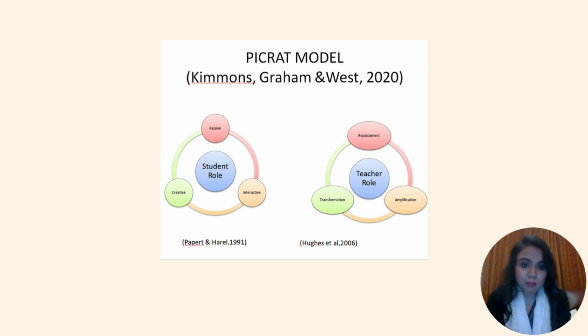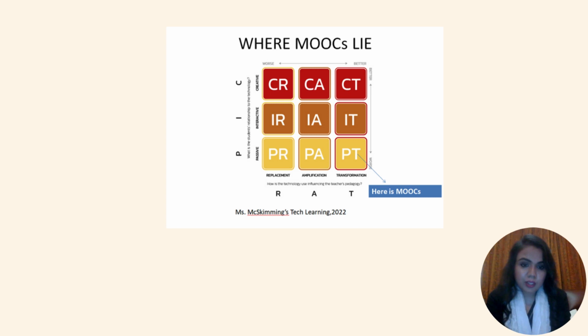In that case, Coursera lies in the PT section of the cells in the matrix that explains the combinations. It lies in the passive learning style of the student, followed by transformative teaching, pedagogical innovation using technological methods, and that's why the MOOC platform lies in the PT cell of the PICRAT model.